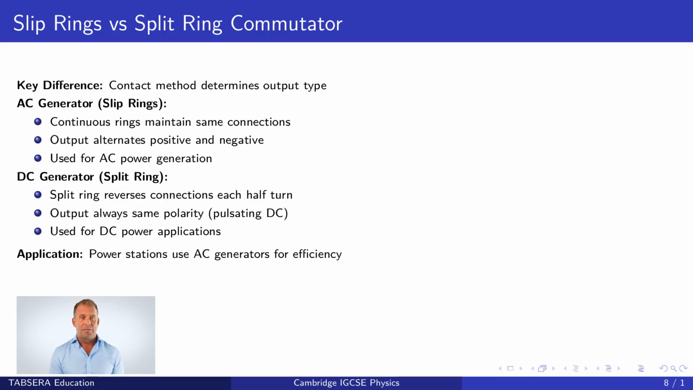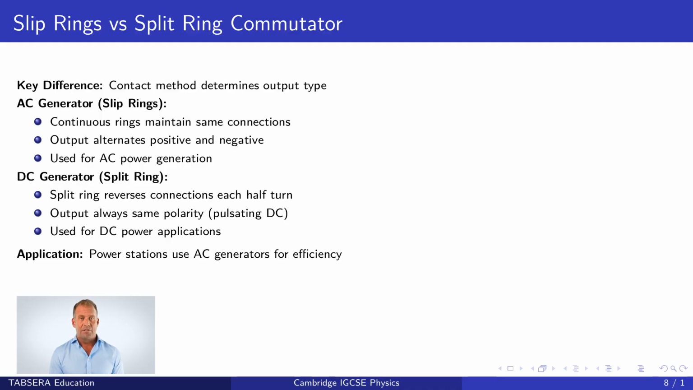Understanding the difference between slip rings and split ring commutators is crucial. The key difference is that the contact method determines the output type. For AC generators using slip rings, continuous rings maintain the same connections throughout rotation, so output alternates between positive and negative, creating true alternating current used for AC power generation.